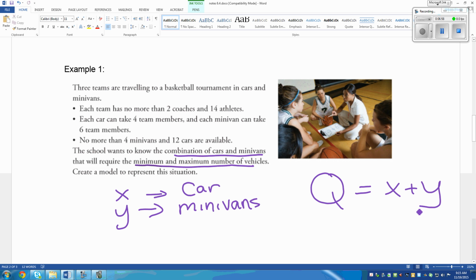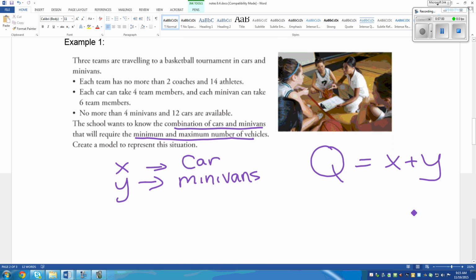So, before we move forward into anything else, the first thing I think about when I think about constraints: can I have negative numbers of cars? No. Negative numbers of minivans? No. So as soon as I finish my objective quantity, I think, can I have negative numbers? And if I can't, I write x has to be greater than or equal to 0, and y has to be greater than or equal to 0.